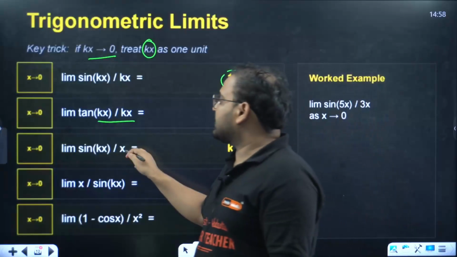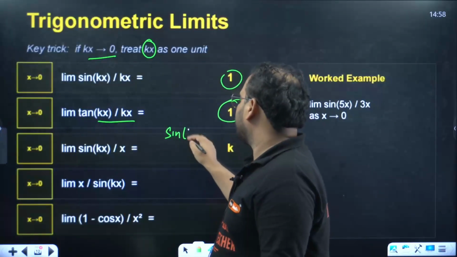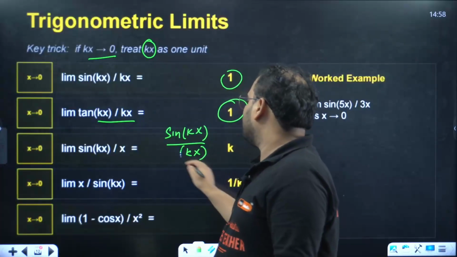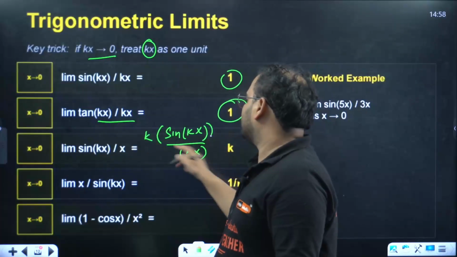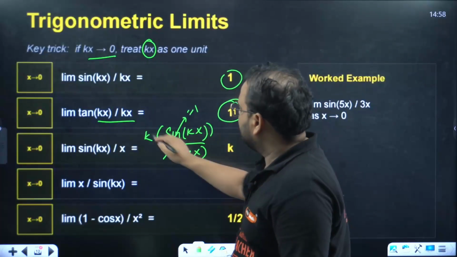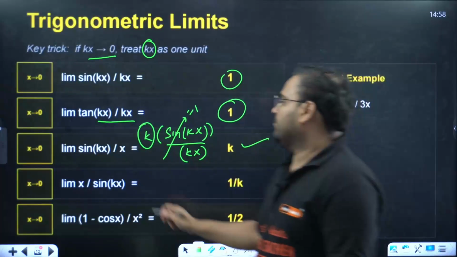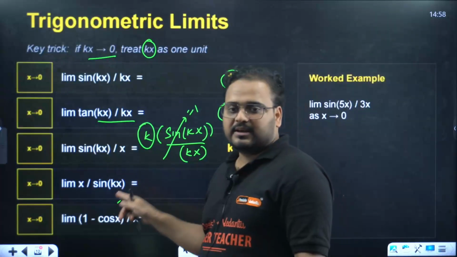If you have just sine kx by x, how do you solve it? So you write this sine kx. You need kx over here, right? But you can't, there's only x present. So you multiply k over here also, so that it cancels. This value becomes equal to 1. You'll have only k left. That's why you'll have k into 1 as k. And over here, just opposite, it will become 1 by k, because here the sine part is in the denominator.